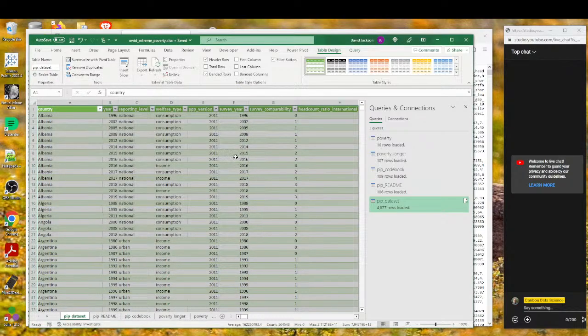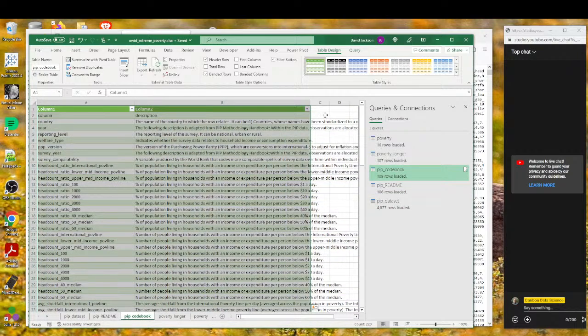There we go. Okay, so hopefully that's it for this portion. We can take a look at the code book.